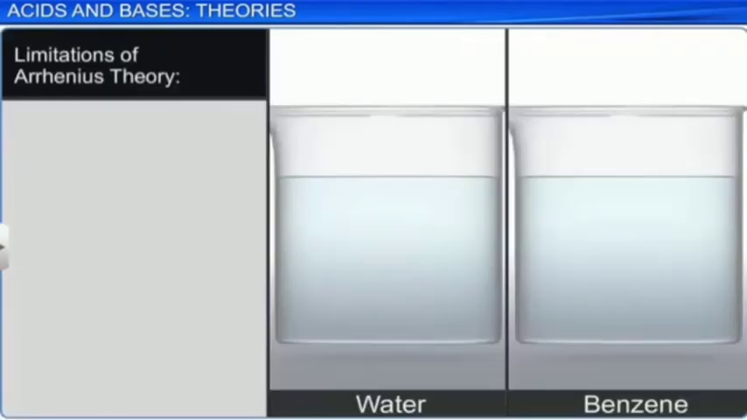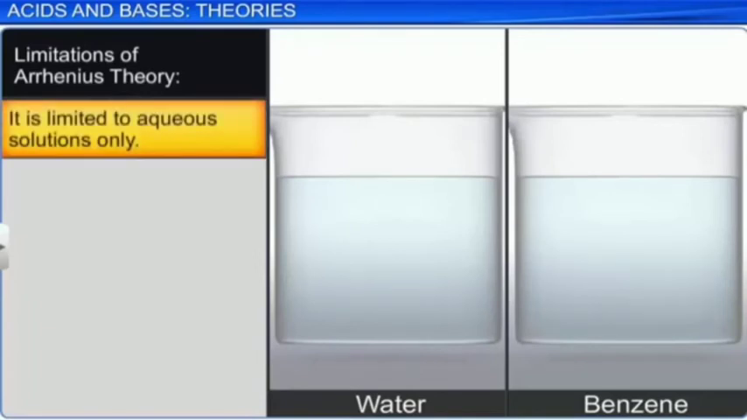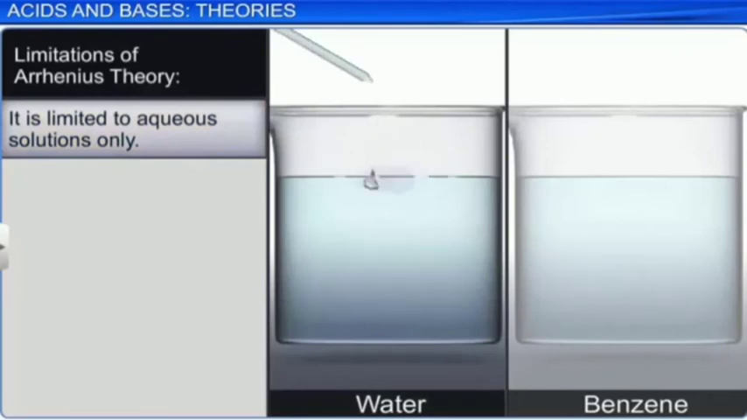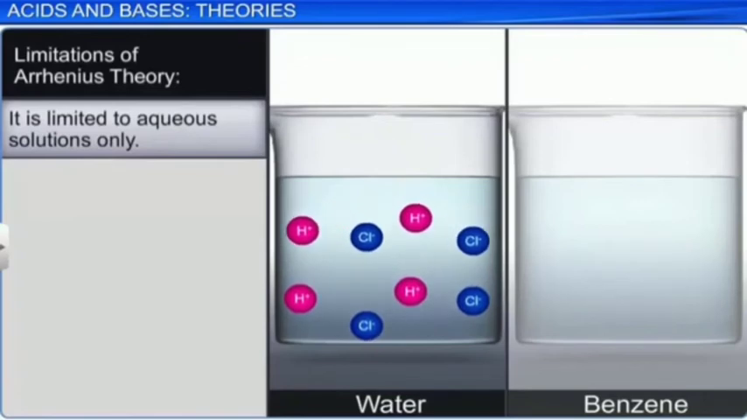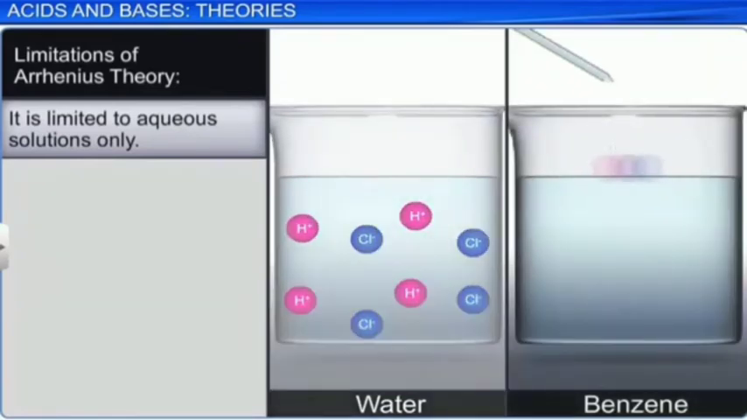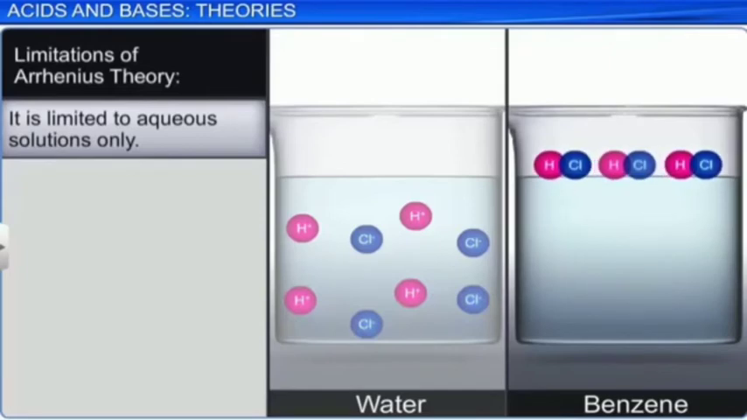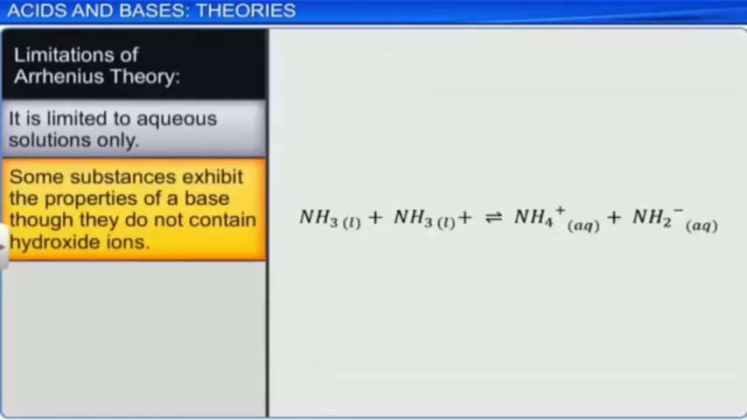Next, limitations of Arrhenius theory. It is limited to aqueous solution only. For example, HCl is considered an acid only when it is dissolved in water, not in other solvents such as benzene. Next limitation, some substances exhibit the properties of bases though they do not contain hydroxide ions. For example, liquid ammonia behaves as a base although it does not contain any hydroxyl group in it.